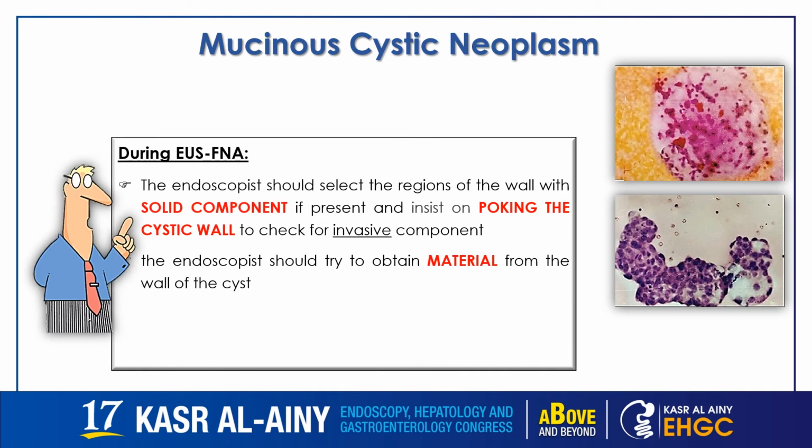So, during the EUS fine needle aspiration, the endoscopist should select the regions of the wall with solid component if present and insist on poking the cystic wall to check for invasive component. The endoscopist should try to obtain material from the wall of the cyst.